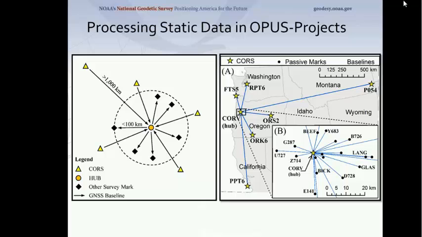If you look at the figure in the bottom right, all the baselines then radiate out from the CORS to all the marks. I'm not going to spend more time on OPUS Projects, but just to say we used it to derive highly accurate coordinates on all the stations so that we could use those coordinates for evaluating the RTN data that we collected. Okay, next slide.